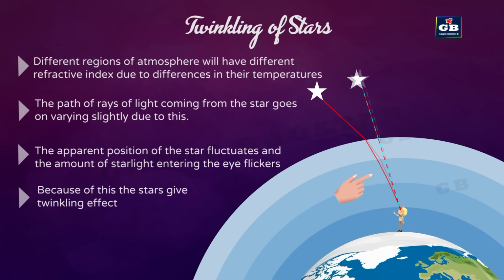And the amount of starlight entering the eye flickers. So the star sometimes appears brighter and at other times fainter. This gives the twinkling effect. So what is the twinkling effect? The twinkling effect is that the stars appear to glow and then become dull, and then glow again. So this is the twinkling effect. It happens because of the variations in the temperature and density of the atmosphere.